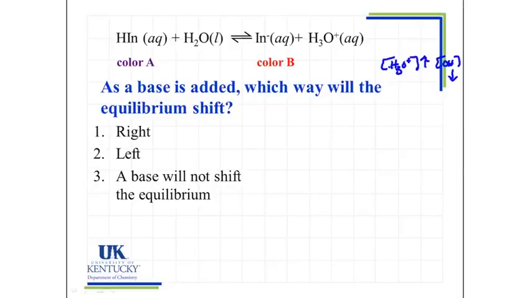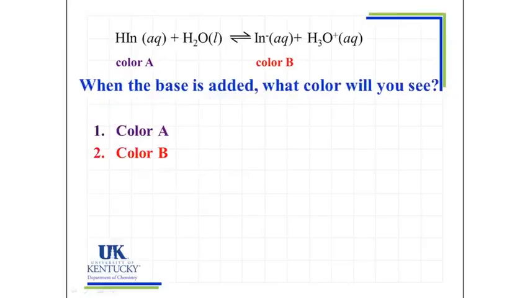So if you're adding a base, you are adding OH minus, so the H3O plus has got to decrease. Now, if you add a base, which way will this equilibrium shift? Well, if you said to the right, then you are correct. Now, if it shifts to the right, what color are you going to see? If you said color B, then you are correct. So this is the process of how an indicator works.